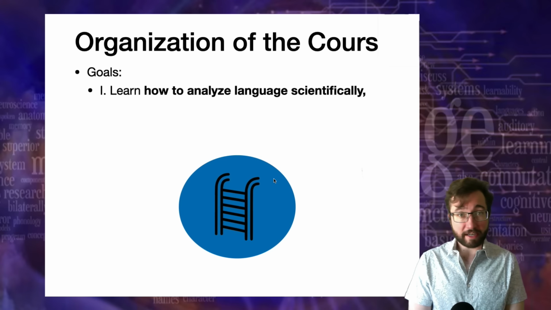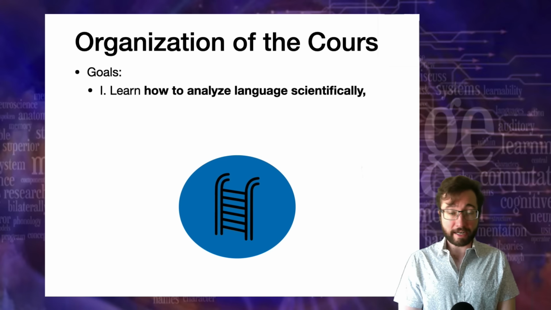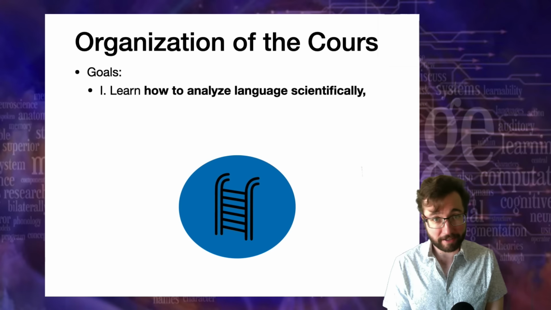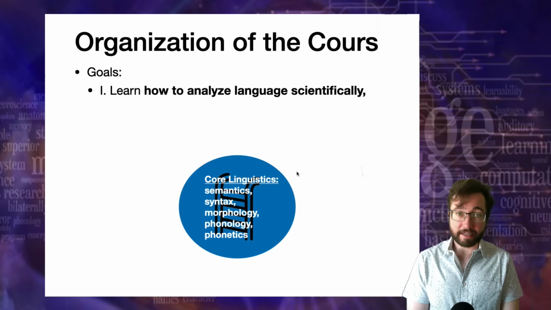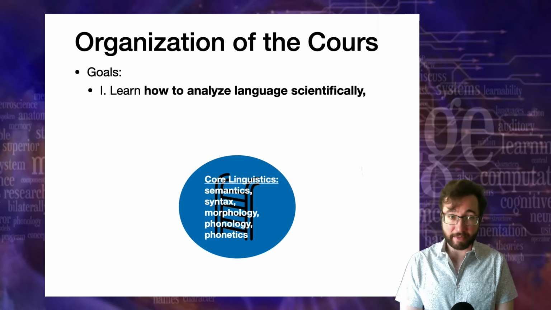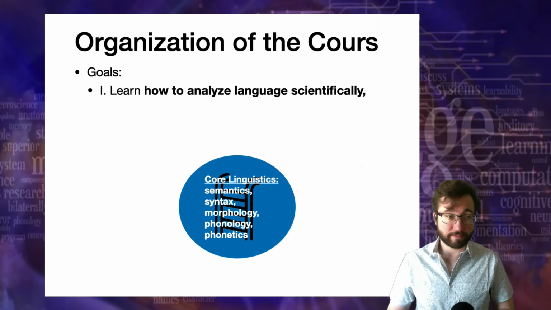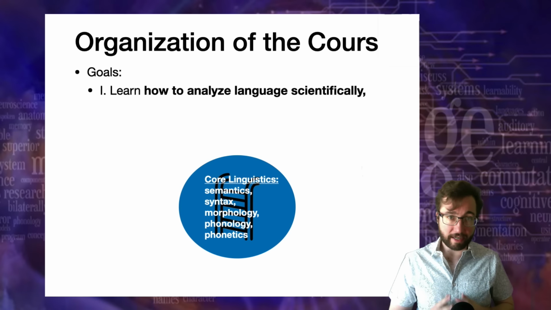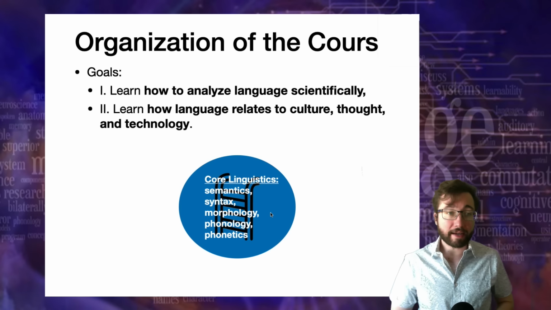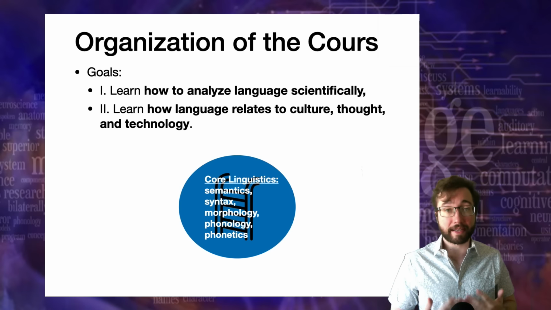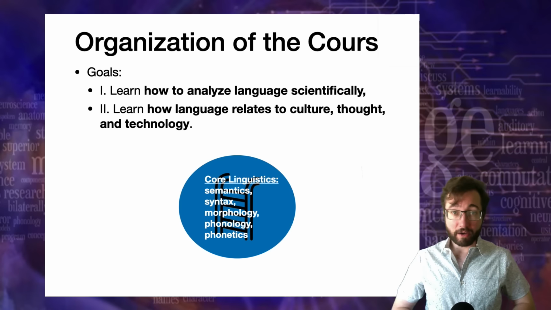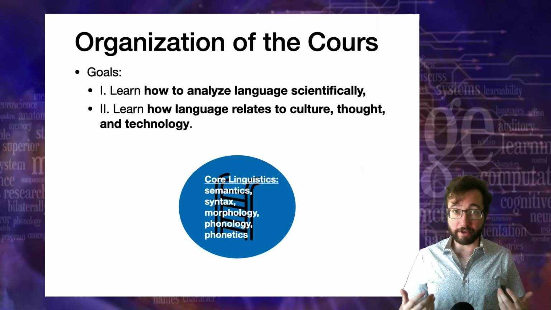So you can think about this as if you're starting off in a pit of ignorance about linguistics. And you're going to climb your way out of that pit rung by rung by studying phonetics, phonology, morphology, syntax, semantics, all of the levels of linguistic analysis. Once we're done with that, once we've learned how to analyze language scientifically, then we can learn how language relates to things like culture, things like thought, things like language technologies. So once we understand how language works at a scientific level, we'll be able to coherently think about how language relates to these other things.